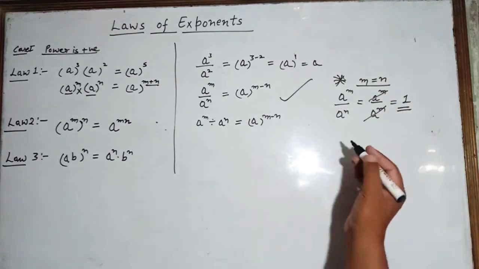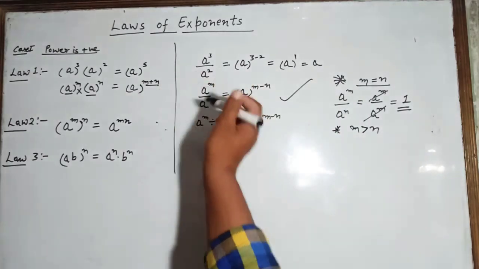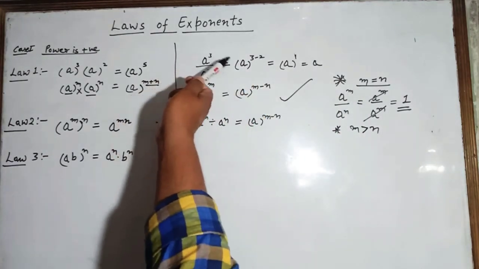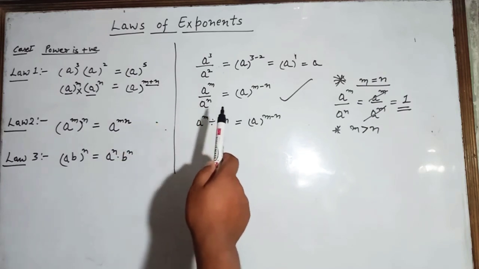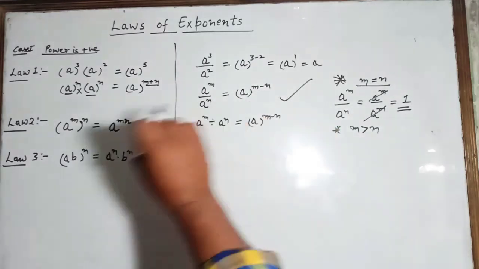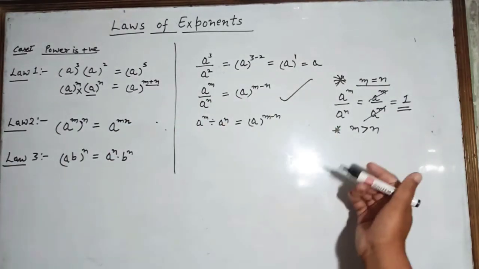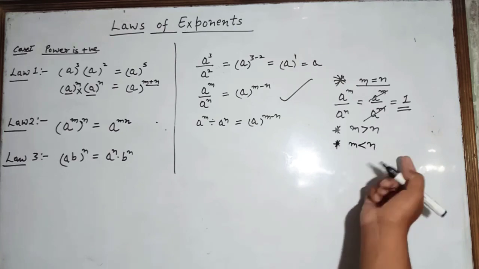Or one case you know that if m is greater than n, means here you can see that the upper power, the number in the numerator, has the greater power. All these cases we have done before. And the third case can be if m is less than n. So what will happen?